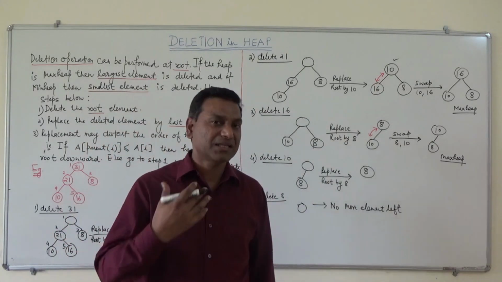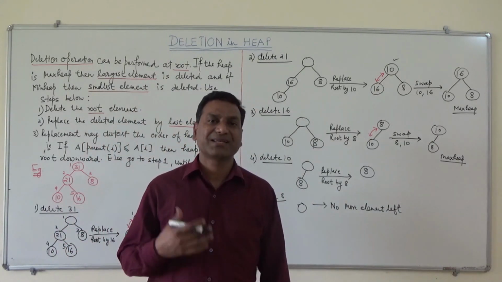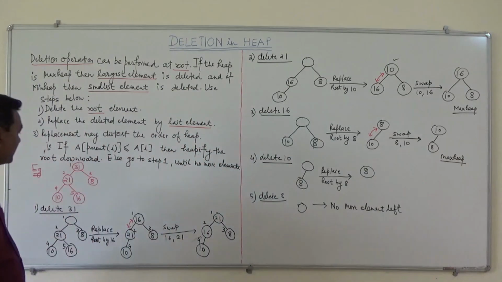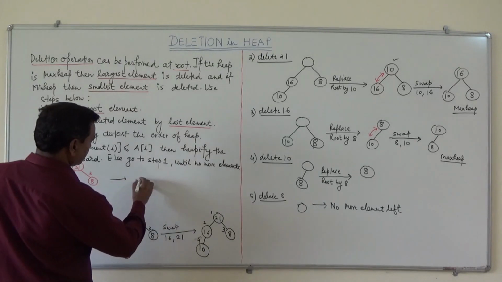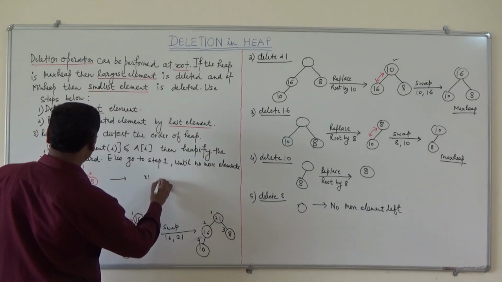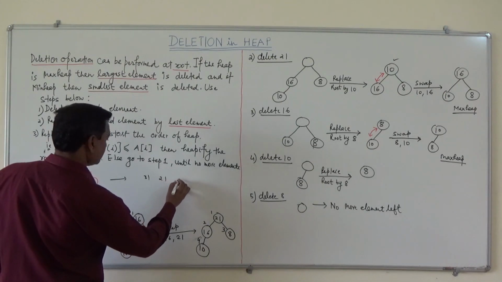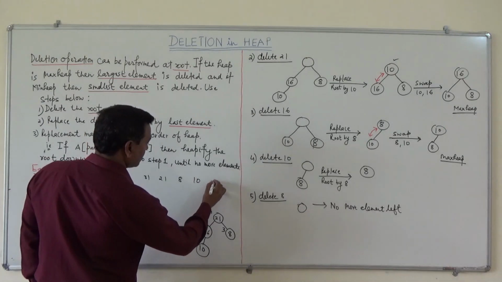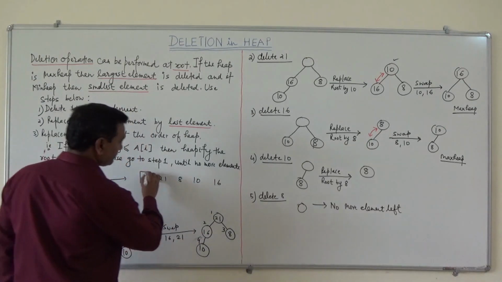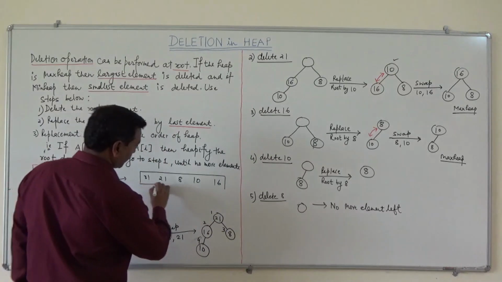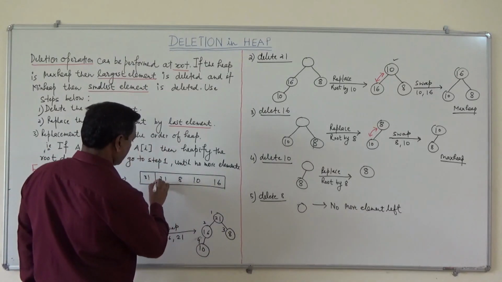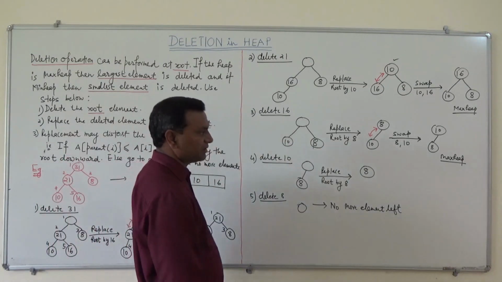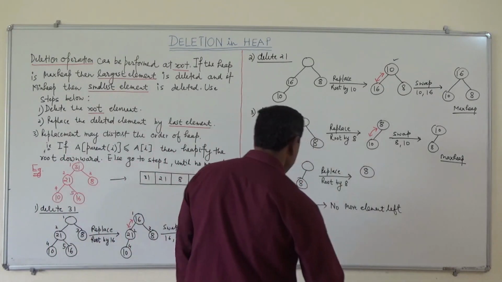So we can say this is another way of sorting. So this is another way of sorting an unsorted array. So earlier we were having the elements in the list 31, 21, 8, 10 and 16. And now we have deleted the elements one by one. So we can write in this way.